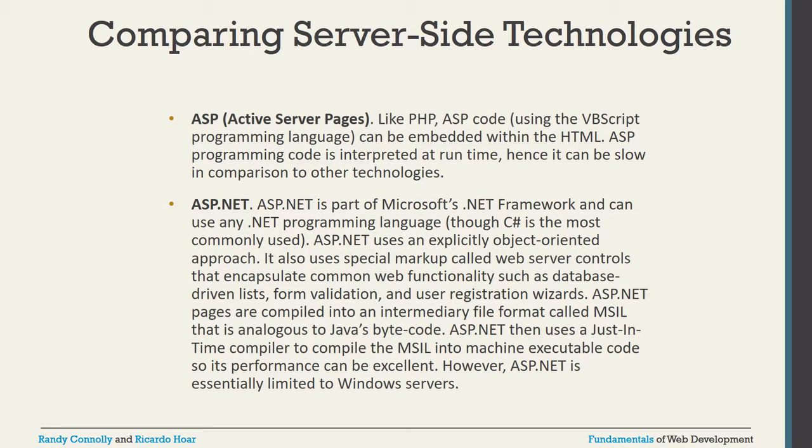Now another thing is ASP.NET. ASP.NET is part of the Microsoft .NET framework and can use any .NET programming language, but C# is the most popular one for the Microsoft .NET framework. ASP.NET is generally used for the object oriented approach, and it also has a special markup called web server controls that encapsulate common web functionalities such as database driven lists, form validations, user registration wizards, and other things.